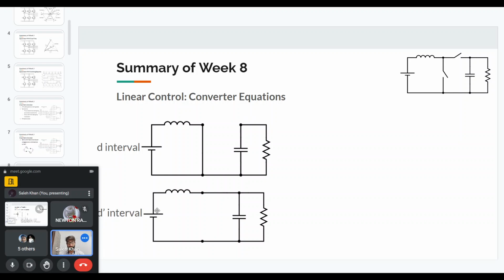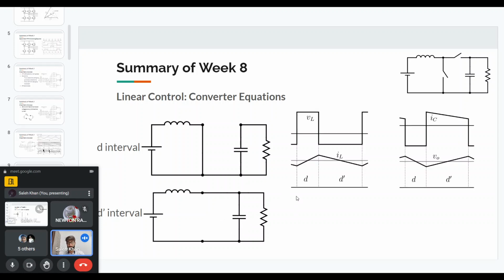And in the D prime interval, the main switch is off and the diode turns on, and we transfer energy from the inductor to the capacitor as well as the load. So this is how the inductor and capacitor voltage and current waveforms look.